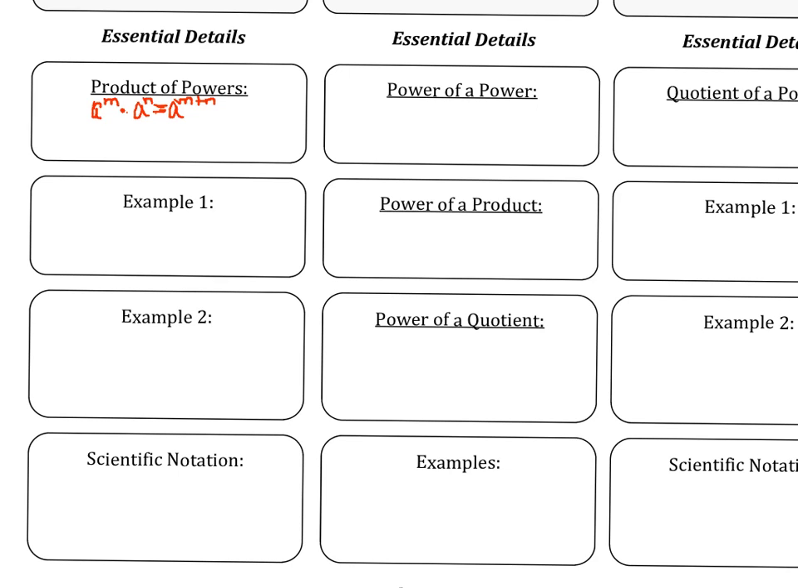So what you have to remember is when you're multiplying, we're going to add our exponents. So when you're multiplying, we're going to add our exponents.